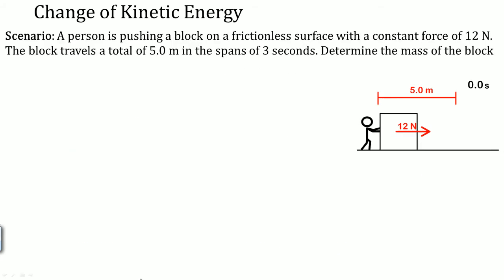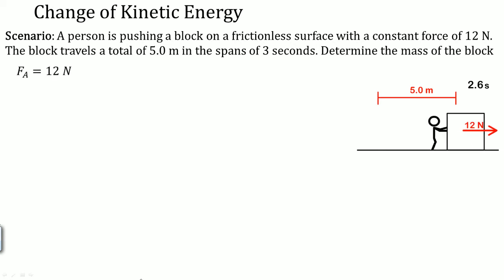Let's do some problems to give you a better understanding. A person is pushing this block on a frictionless surface with a constant force of 12 newtons. The block travels a total of 5.0 meters in the span of 3 seconds. Determine the mass of the block.